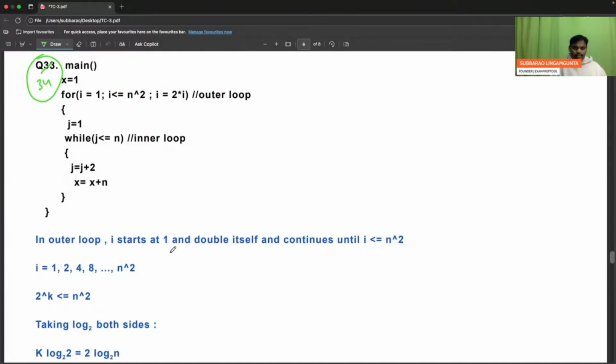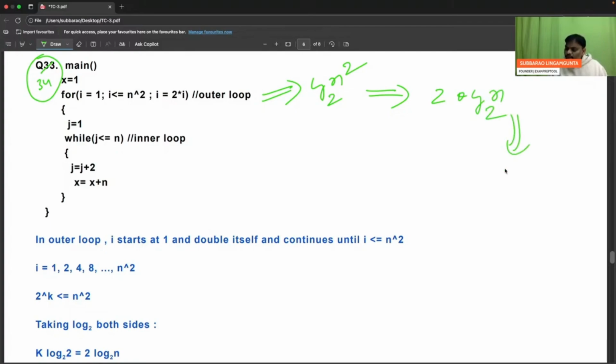Question number 33, sorry, 34. Question number 34, observe clearly. A small change may be there. See this. Always into 2, log n base 2. If n is there, log n base 2; if n square is there, log n square base 2, which became 2 log n base 2. Asymptotically, by neglecting the constant, that is log n base 2. So the outer loop is log n base 2.